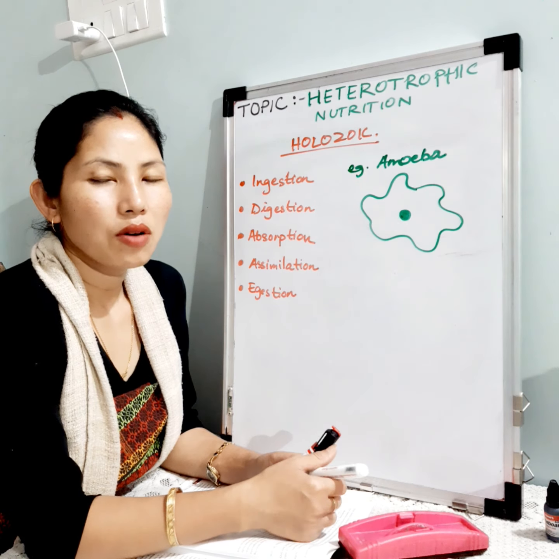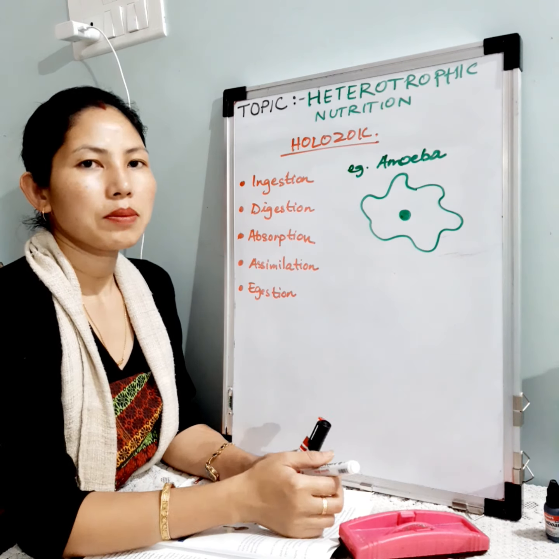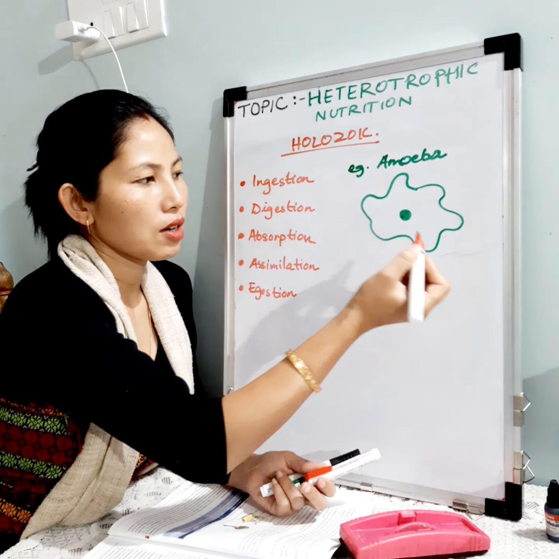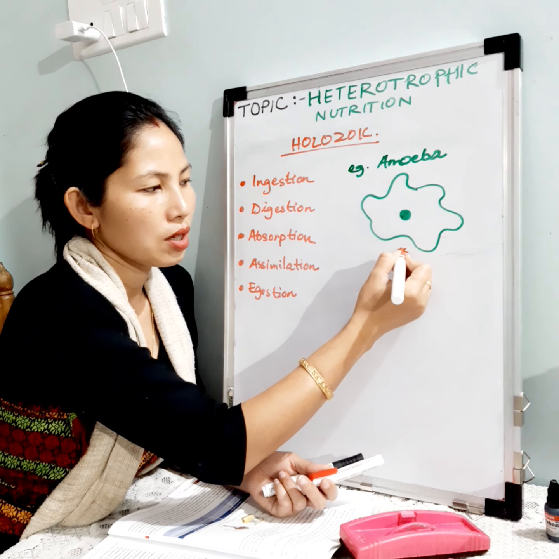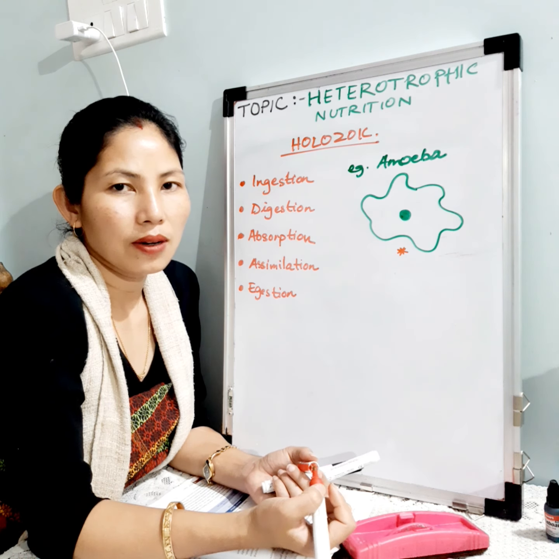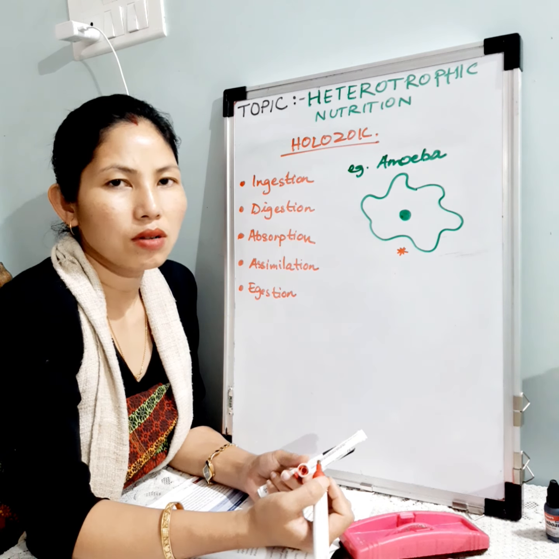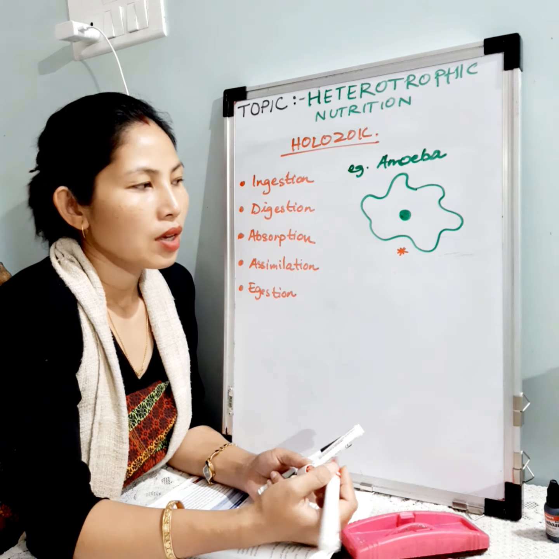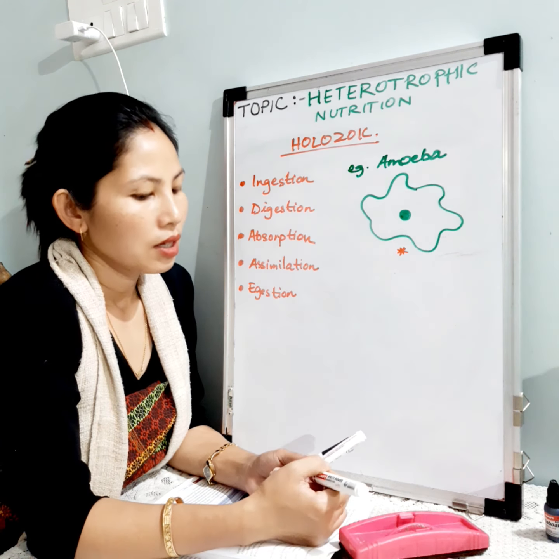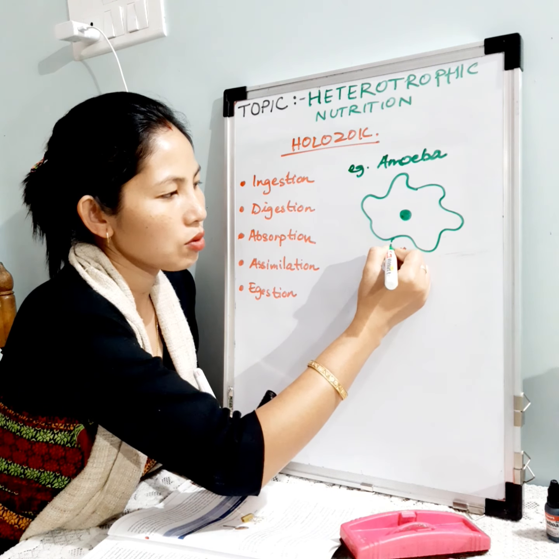So let us see how amoeba undergoes the Holozoic mode of nutrition. To follow the first step, that is ingestion, in case of amoeba, whenever it finds a food near to it, the food of amoeba can be algae or a bacteria or other unicellular organism. Whenever they sense food nearby, they extend their cell membrane, that is, they extend their pseudopodia.